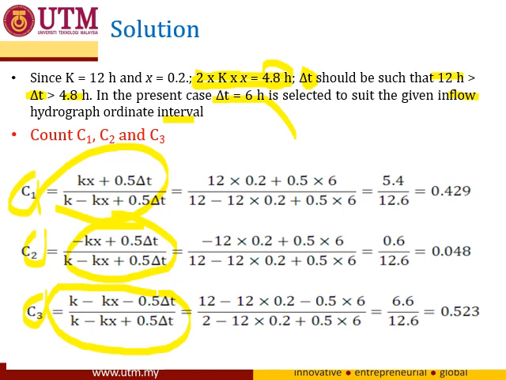Why do we need these C values? Because this is the continuity formula. How do we get the outflow? It is just the simplified formula of the Muskingum formula.